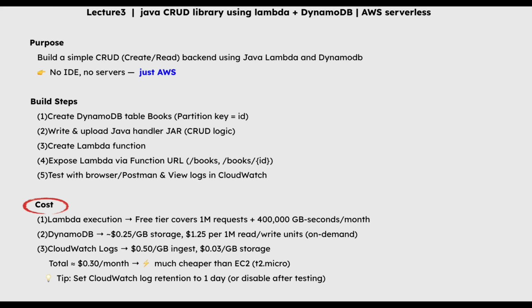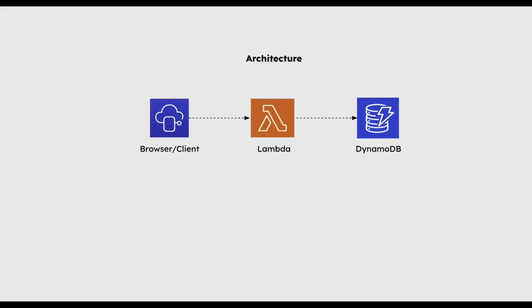The cost for this setup is almost nothing, about 30 cents a month if you keep it running. That's way cheaper than EC2, and that's one of the big advantages of serverless. The architecture is simple. The client sends a CRUD request, Lambda runs the code, and DynamoDB stores the data. Alright, let's get started.